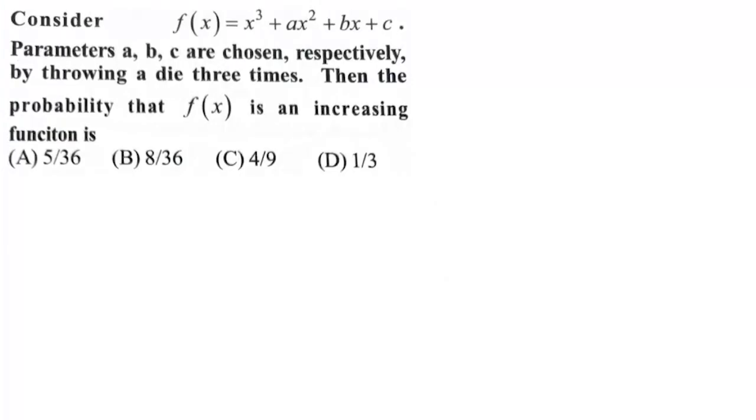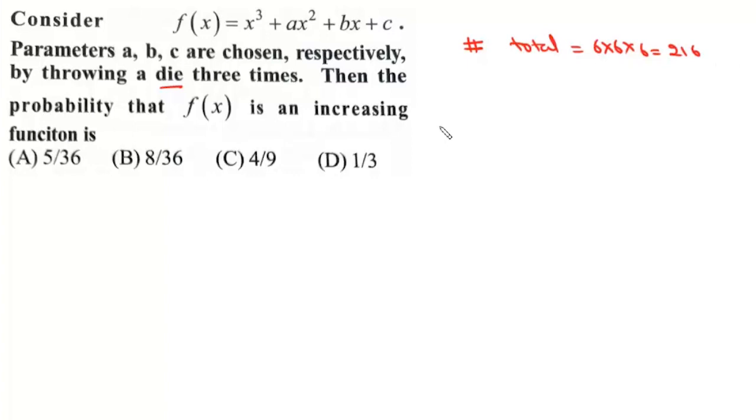Now here the question is, consider a function f(x) equals x cube plus ax square plus bx plus c, where a, b, c are chosen by throwing a die 3 times. Now find the probability that f(x) is an increasing function. Now you find total number of ways of choosing a, b, c. Now for each of a, b and c we have 6 options. So total will be 6 into 6 into 6, that is 216.